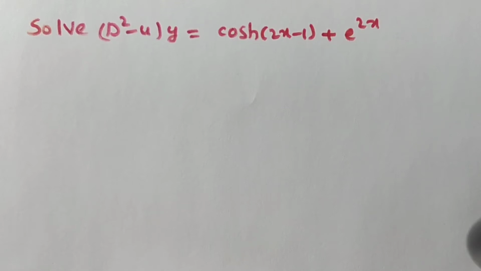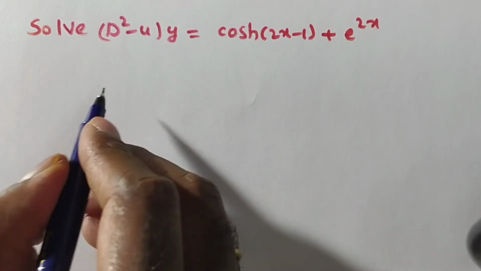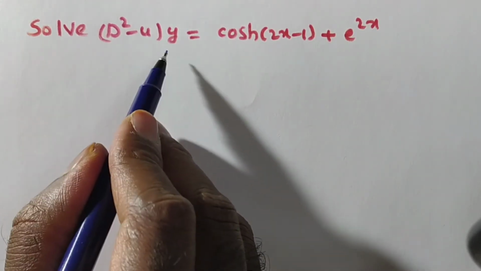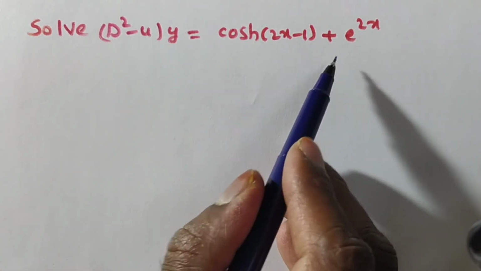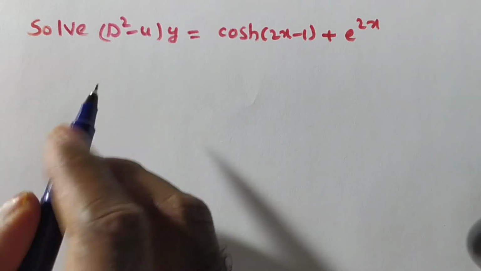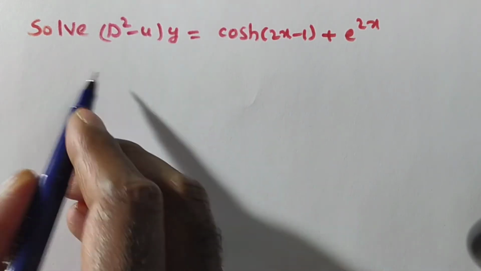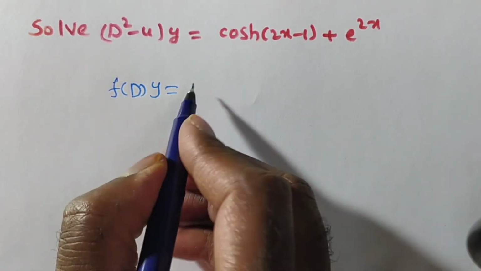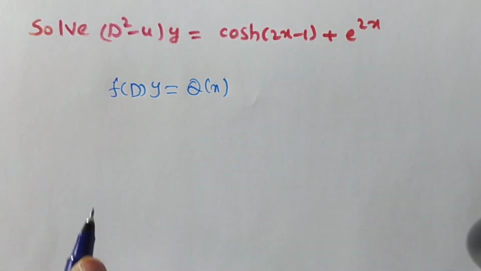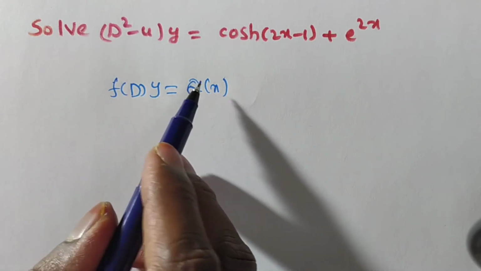Friends, in this video we are solving a problem on higher order differential equations. The given problem is (D² − 4)y = cosh(2x − 1) + e^(2x). Here you observe the given problem is in the form of f(D)y = Q(x).